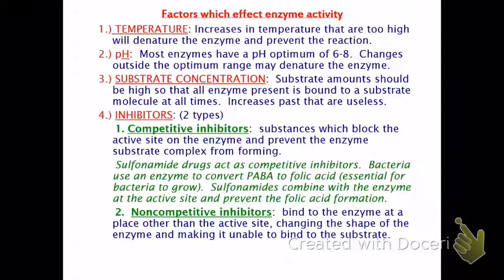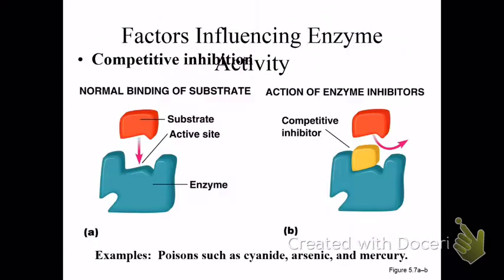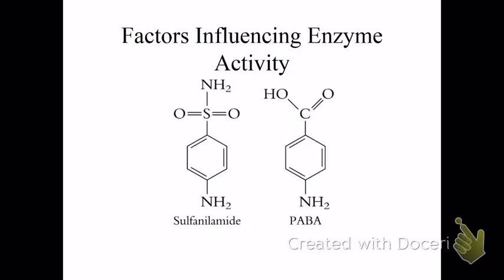Non-competitive inhibitors bind to the enzyme. So competitive bind to the active site, non-competitive bind somewhere else. This is showing you another picture. On the right-hand side, you can see a competitive inhibitor. The competitive inhibitor is sulfonamide. PABA is the substrate. They're generally shaped alike.